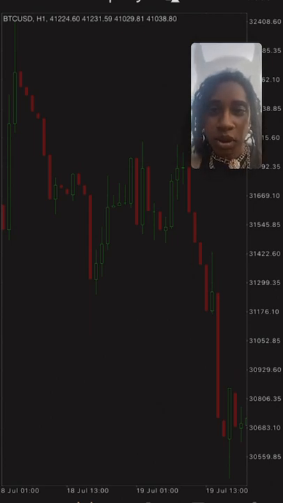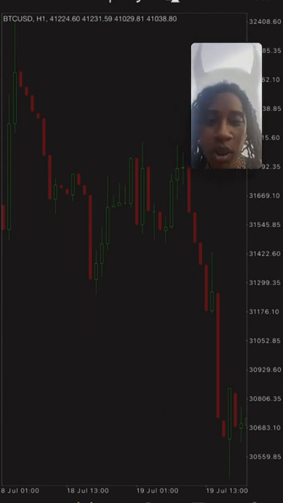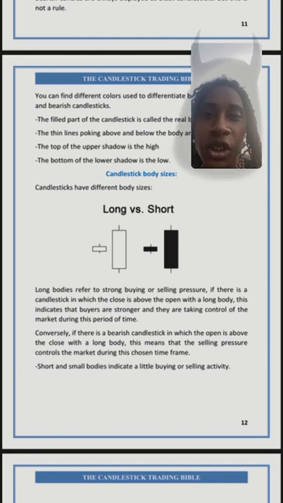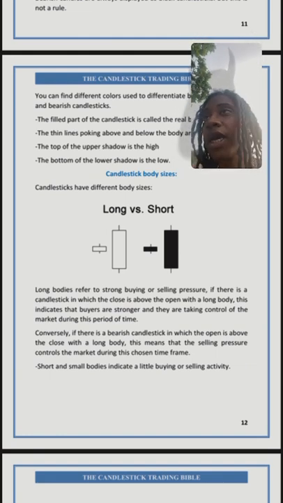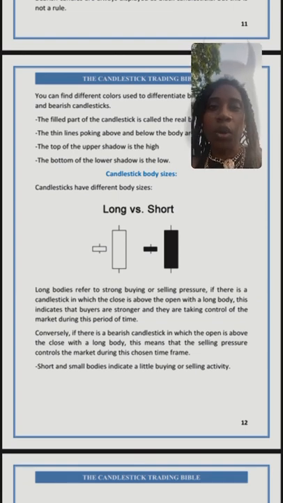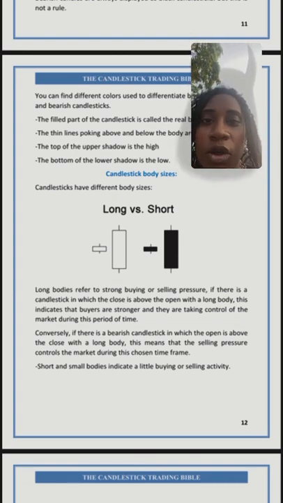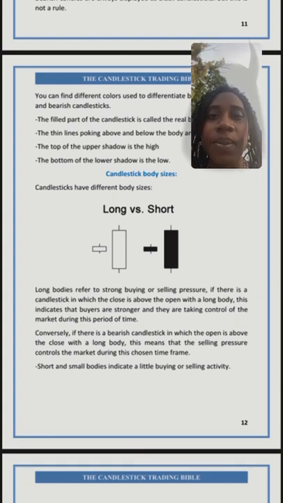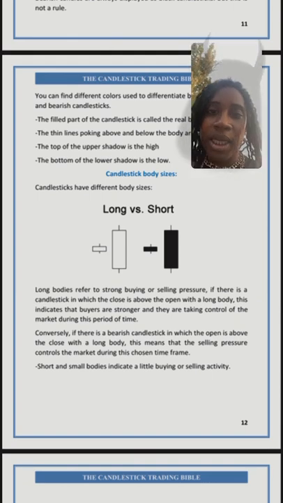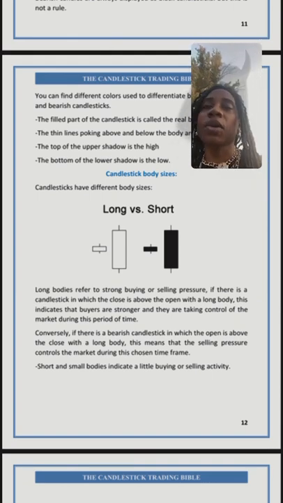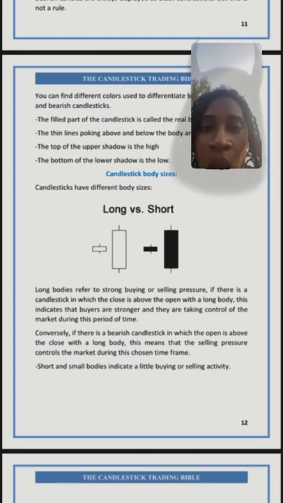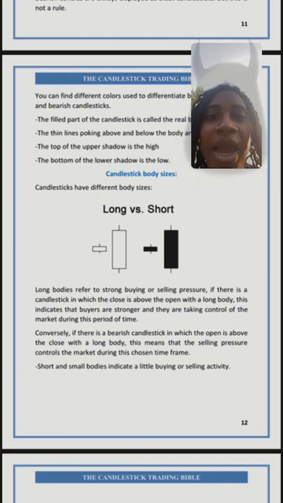So I'm going through the Candlestick Bible. In order to be a successful trader, we have to understand the candles because they are talking to us in a language. All right, so you can find different colors to differentiate the bullish candles, meaning candles where the price is going up, or when the prices are going down. Okay, so the filled part, the big thick part, is called the body. The thin lines above and below are called the wicks. In this book, you might hear them called shadows. So if you ever hear me say shadow, then we're talking about the wick. Okay, and so we have different body sizes.